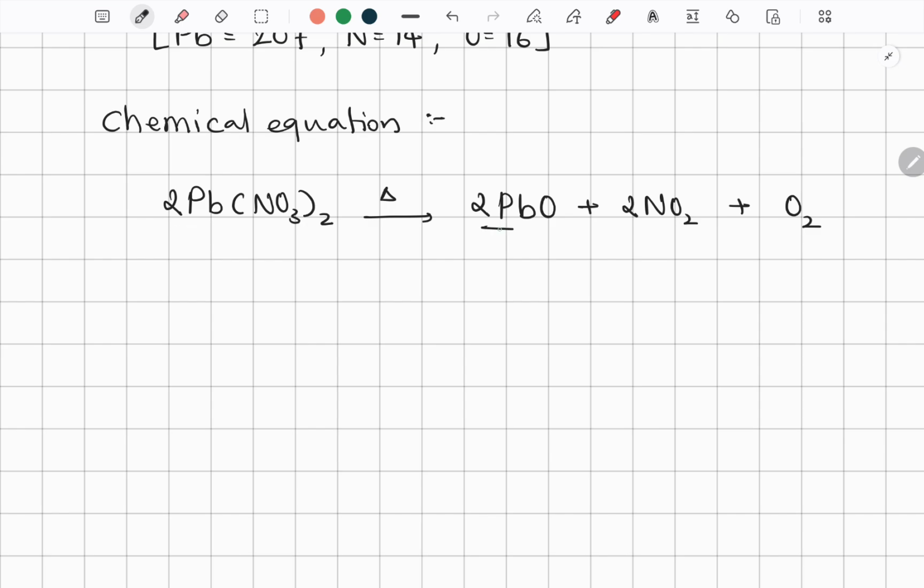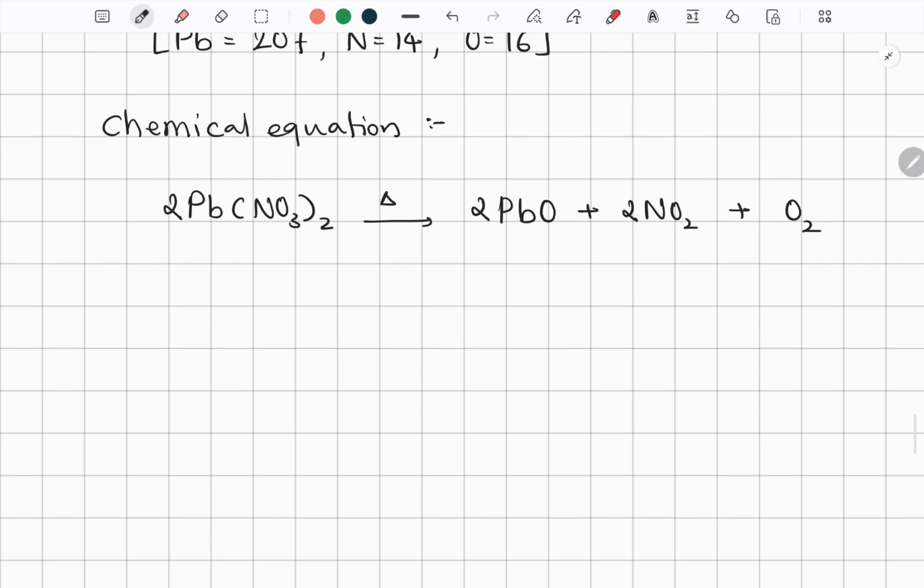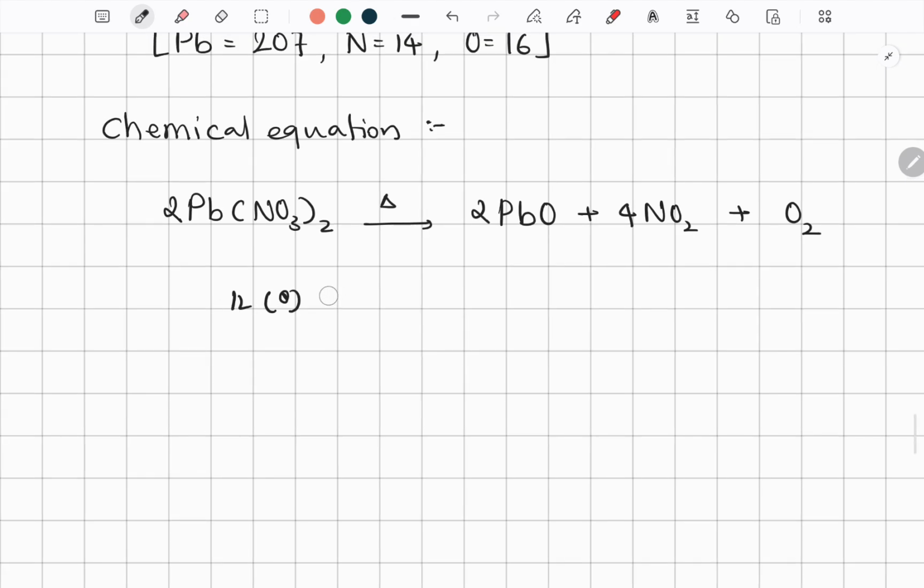So 2 lead. Now nitrogen, how many nitrogen in total do we have? 2 from here, and multiplying 2 with that you will get the 4 nitrogen over here. And then how many oxygen remain? Basically 6 was over here, and multiplying 6 with 2, we get the 12 oxygen atoms. So now here we have 2, this is 4, 8 and 2. How many oxygen do we have now? 8 plus 2 is 10, 10 plus 2 is 12. Okay, so now this is the balanced chemical equation.